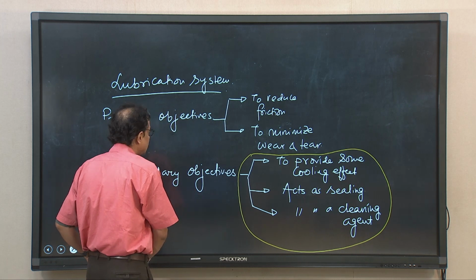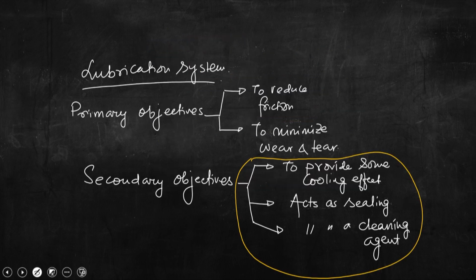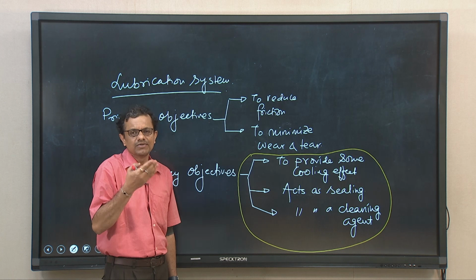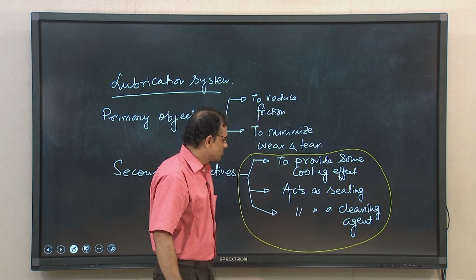It also acts as sealing. If we go back to the previous slide, you can see that this is the space where combustion will initiate, then the space between this cylinder wall and piston outer surface, if it is filled with lubricant, does not allow that combustion product to leak through that passage and go further down. So, that way it acts as a sealing and also a cleaning agent, because if there is some debris formation or some carbon deposition, all these will be washed away by this lubricant.